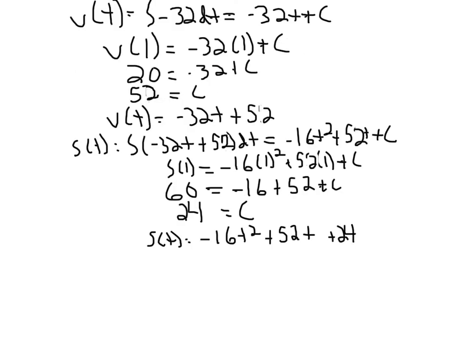So here's how I arrived at my position function. Just like last time, I took the velocity and I integrated. I used v of 1 being equal to 20 to solve for my c. Then I integrated that velocity function. I used S of 1 being equal to 60 to find that c, and here is my position function. To find when it hits the ground, I would set it equal to 0 and either factor or use the quadratic equation.